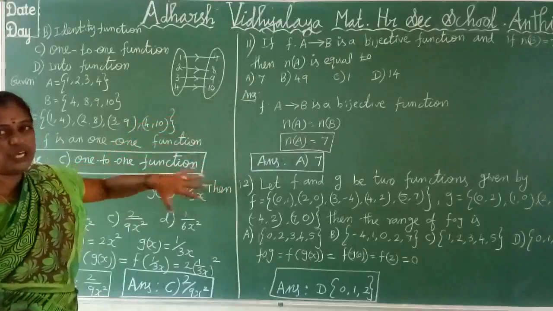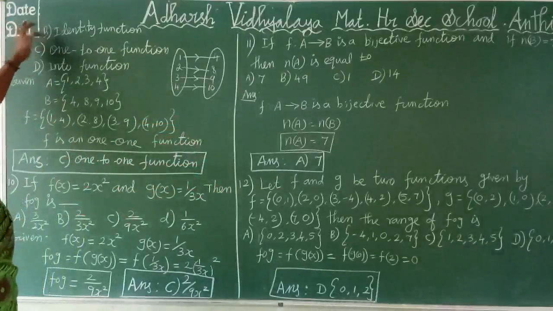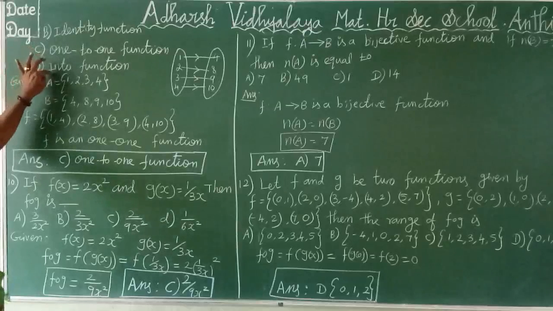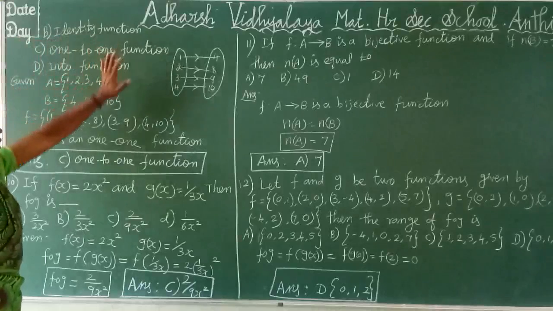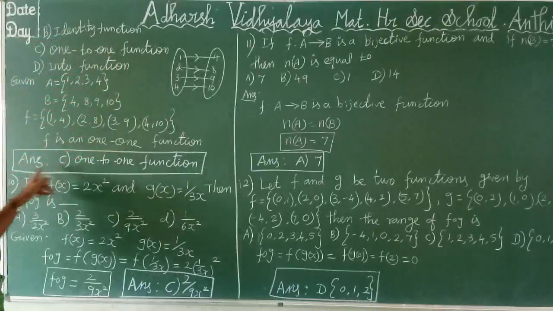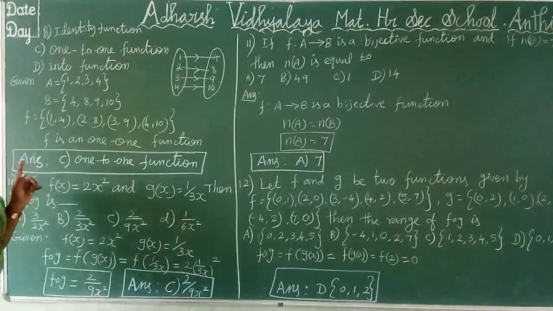But in this question the options are many to one, identity, one-to-one and into. So which one is correct? That one you select. So which option? One-to-one function. Therefore f is a one-to-one function. Here the answer is C option, one-to-one function.